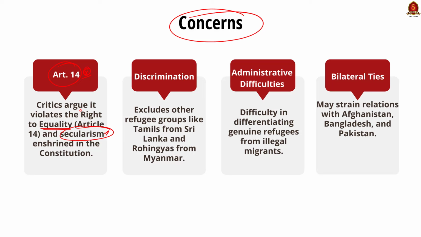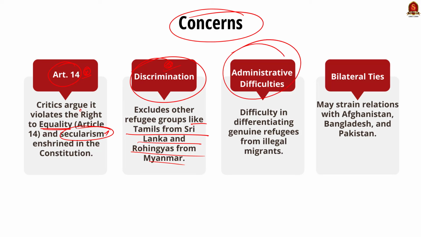Secondly, it's discriminatory in nature. See, India has several other refugees that include Tamils from Sri Lanka and Hindu Rohingyas from Myanmar. They are also not covered under the Act. Thirdly, difficulty in administration. See, it will be difficult for the government to differentiate between the illegal migrants and those who have actually been persecuted. Lastly, it might hamper bilateral ties. See, it throws light on the religious oppression that has happened and is happening in the 3 countries and thus may worsen our bilateral ties with those countries.